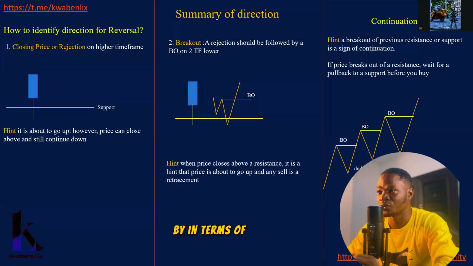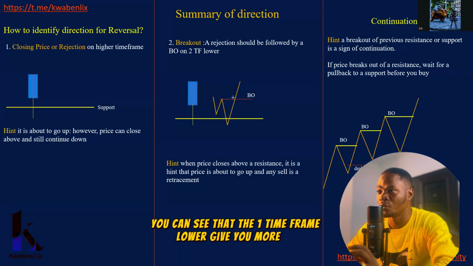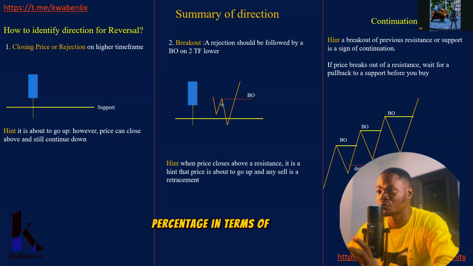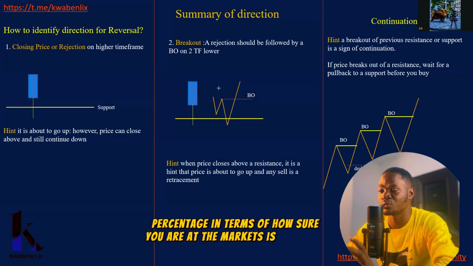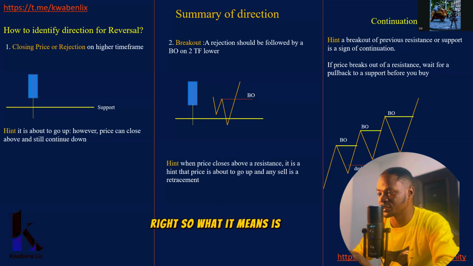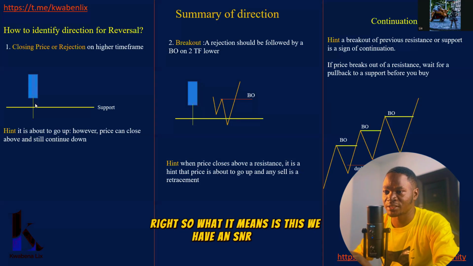But in terms of surety, the 1 time frame lower gives you a higher percentage in terms of how sure you are that the market is reversing, right? So what it means is this: we have an SNL level.